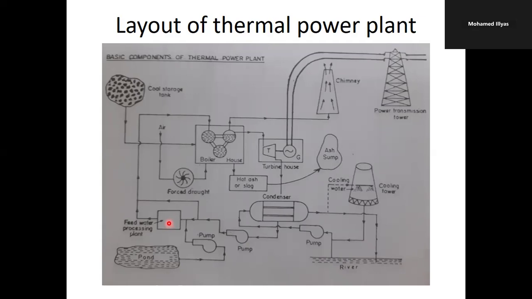Otherwise, during the formation of steam, the scale will deposit over the tubes, the various heat transfer devices. The scales will act as a resistance for the heat transfer. So it will reduce the thermal efficiency. So it is very important to remove the scales from the water which is used in the boiler here. So it will be treated and the water free from scale will be supplied to the boiler for producing the steam.